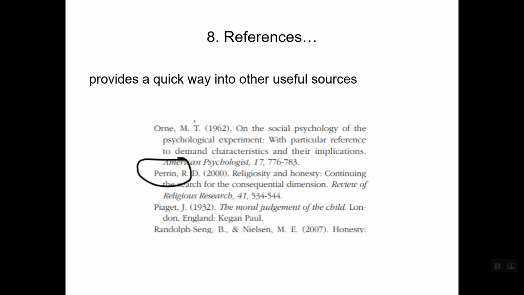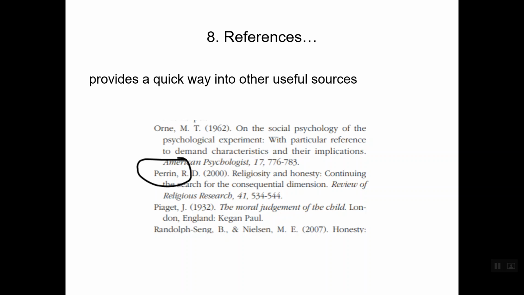Finally, references. The list of references provides a quick way into other useful sources. For example, we have the full citation for Perrin's article, which is Religiosity and Honesty, Continuing the Search for the Consequential Dimension, published in the Review of Religious Research. You can take this reference and see if the library has access to this particular article. One way to do that is to see if we have access to the journal, the Review of Religious Research.